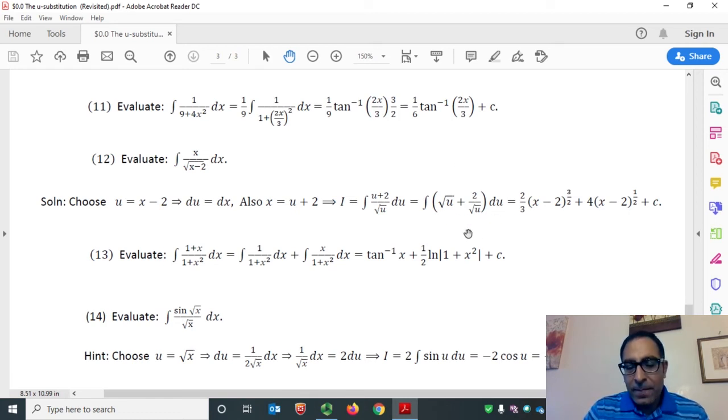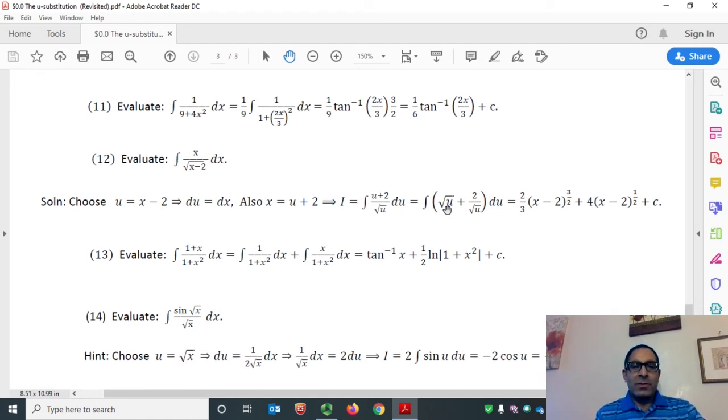So the next step, let's integrate radical u. Radical u is the same as u to the power 1/2. Then the integral of u to the power 1/2 is u to the power 1/2 plus 1, which is 3/2, right? So u to the power 3/2 divided by 3/2.